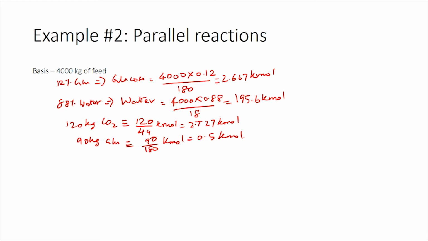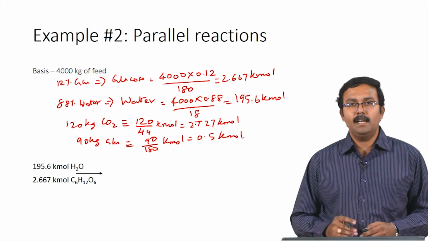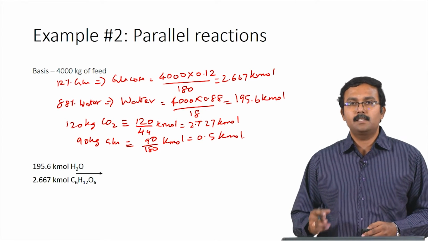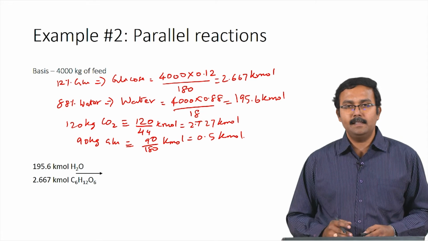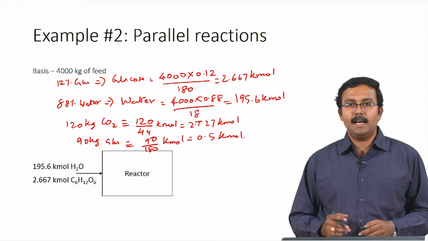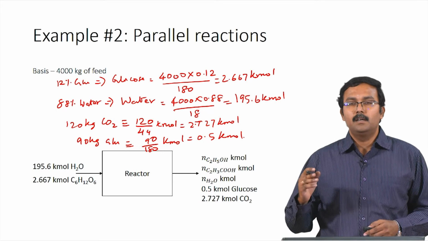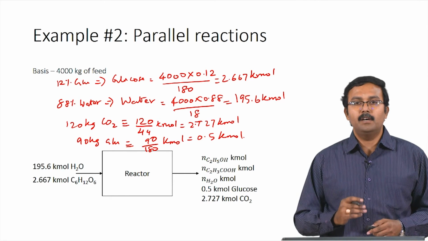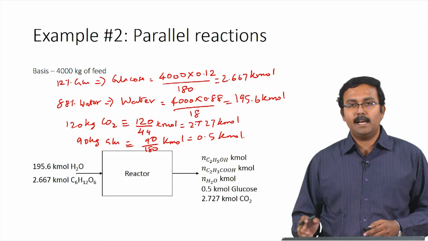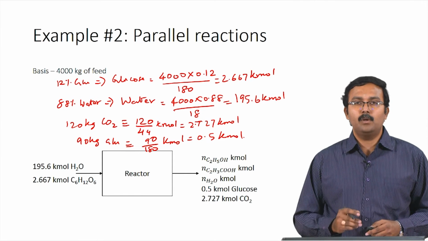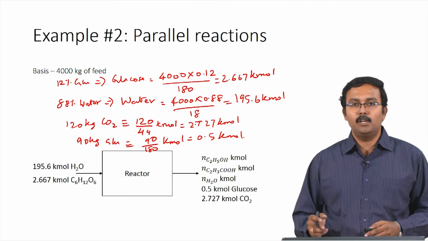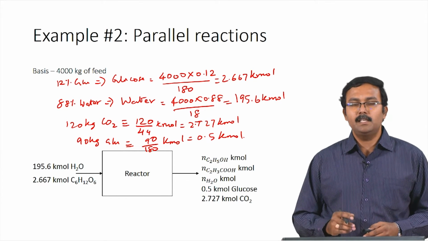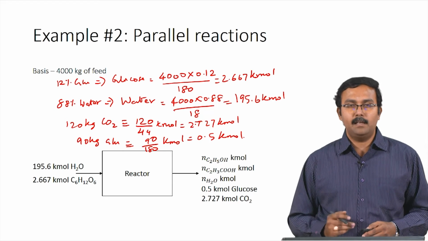So, let us now draw the flow chart for the process. The process would look like this. We have 195.6 kilomoles of water and 2.667 kilomoles of glucose entering the system, where it gets reacted to form ethanol, propanoic acid, and water, and you have 0.5 kilomoles of unreacted glucose remaining, and you also have 2.727 kilomoles of carbon dioxide which is produced. With this information, let us start solving the material balance problem.